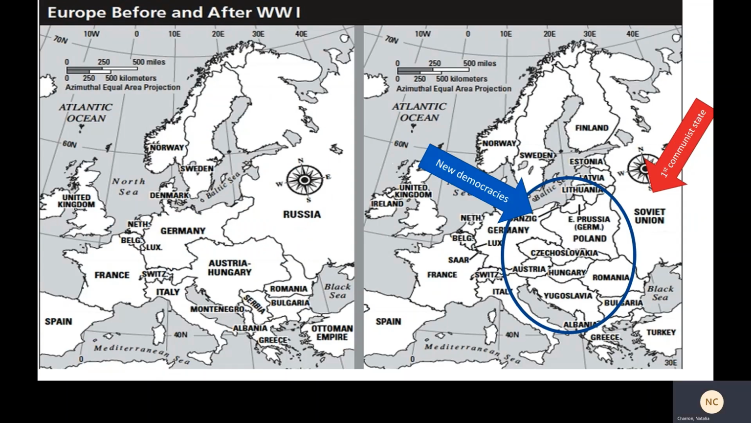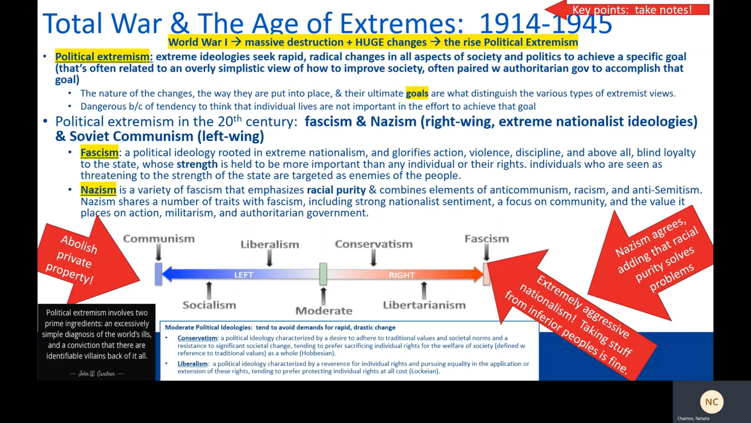Here's another map of those new states and the world's first communist state. All right, we're almost done. We have 2 more slides of notes. I told you it would be complicated, but like I said, the vocabulary is really, really important, and we're going to be coming back to it in pretty much every lesson.